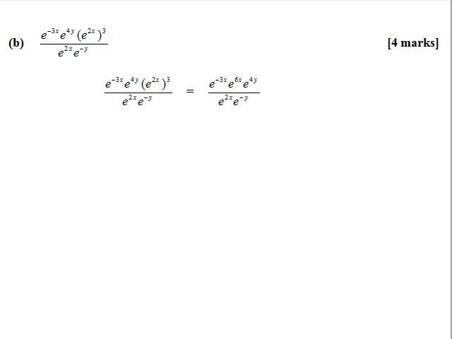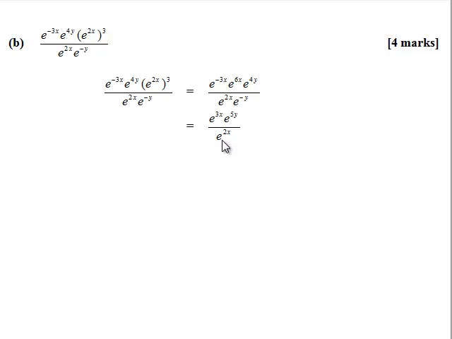In the numerator we've got e to the minus 3x times e to the 6x, which gives us e to the 3x there. We've got e to the minus y there, and if we divide that into e to the 4y there, we're actually going to subtract minus y, which means that we get e to the 5y. So minus 3x plus 6x gives us e to the 3x, and e to the 4y divided by e to the minus y gives us e to the 5y.